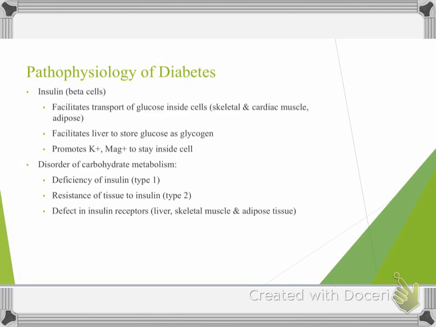It is a disorder of carbohydrate metabolism. In type 1, there's a deficiency of insulin. There's just not enough insulin to open up the receptors. And in type 2, there's resistance of the tissue to insulin. So basically the receptors don't respond to insulin. There's either a defect in the insulin receptors that are in the liver or on the skeletal muscle or the adipose tissue.